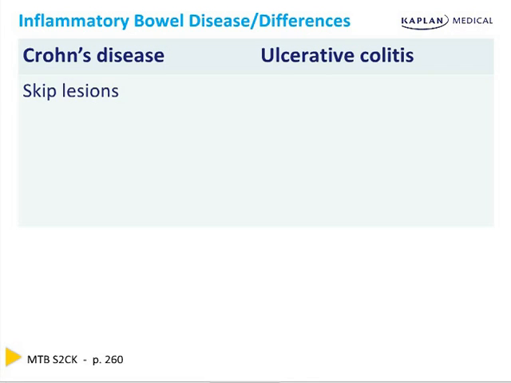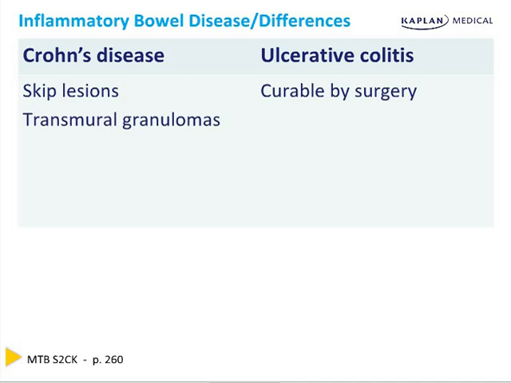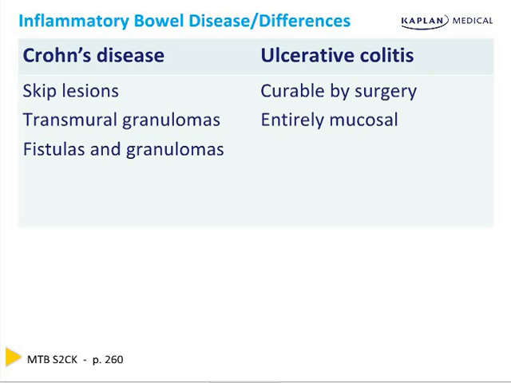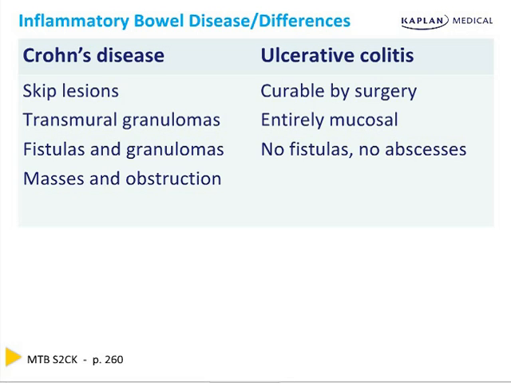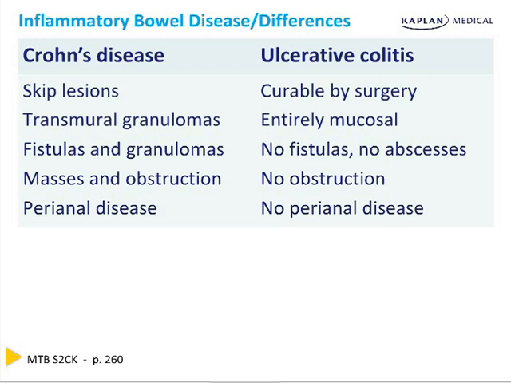Crohn's disease will have skip lesions. Ulcerative colitis can be cured completely by surgery. Crohn's disease has transmural granulomas, the entire bowel wall. Ulcerative colitis is entirely mucosal. Crohn's disease has fistulas and granulomas. Ulcerative colitis has no fistulas and no abscesses. Crohn's disease can present with masses leading to obstruction. Ulcerative colitis has no obstructions. Crohn's disease has perianal disease. Ulcerative colitis is anal sparing.